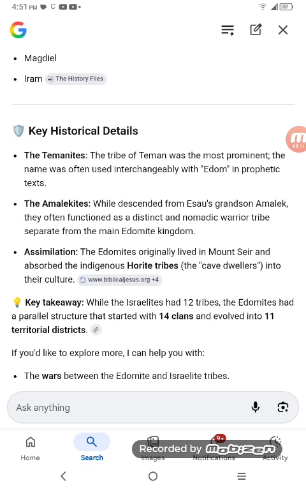And that's where you get this. It says key historical details. It says the Temanites, the tribe of Teman, was the most prominent. The name was often used interchangeably with Edom in prophetic texts. There you go. It said the Amalekites, while descended from Esau's grandson Amalek, often functioned as a distinct and nomadic warrior tribe separate from the main Edomite kingdom.